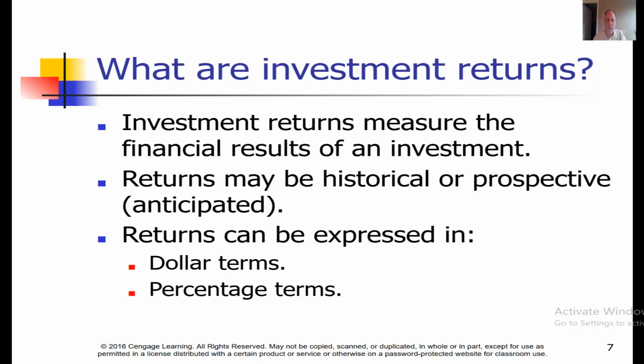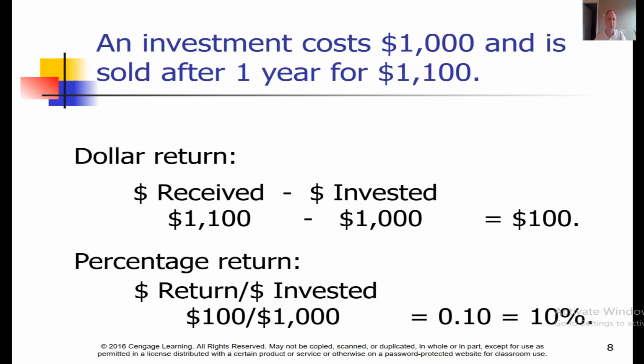These returns can be expressed in dollar terms or a percent rate of return. I made $100 on my bank account. I made 5% on my bank account. Here is an example. An investment cost $1,000. You sell it after 1 year for $1,100. You have made $100, or 100 divided by 1,000, which is a 10% rate of return.